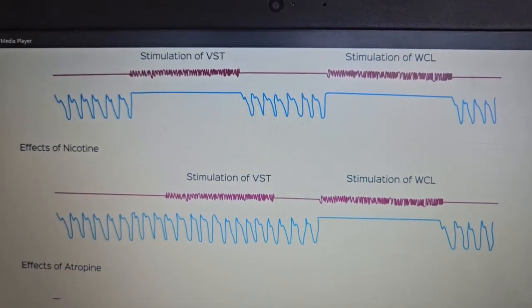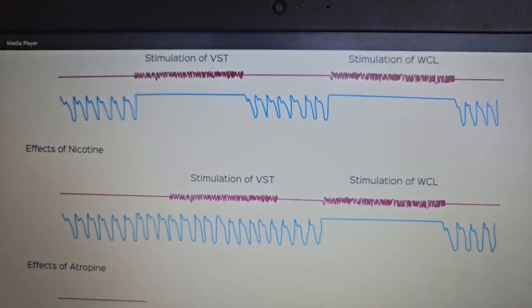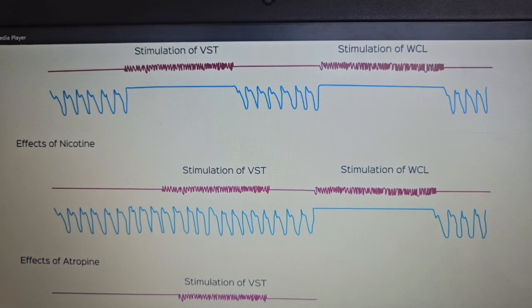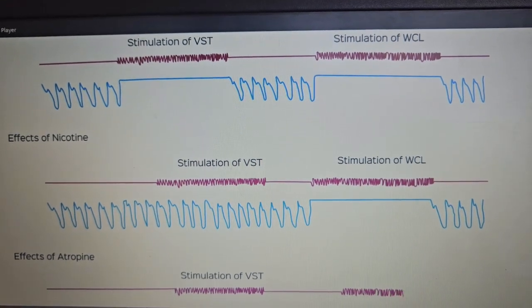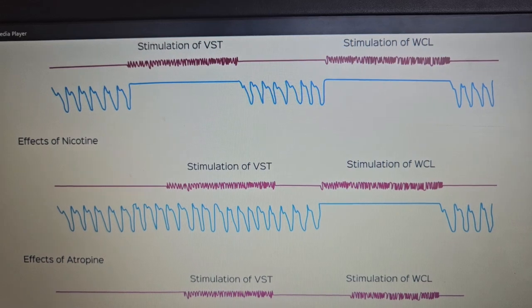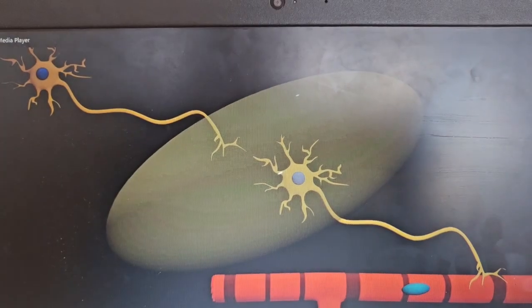In the third graph, which shows us the effect of atropine on the heart, we can see that stimulating the vagosympathetic trunk or stimulating the white concentric line does not affect the heart. The heart keeps beating at the normal rate and force. Let us understand why this happens.